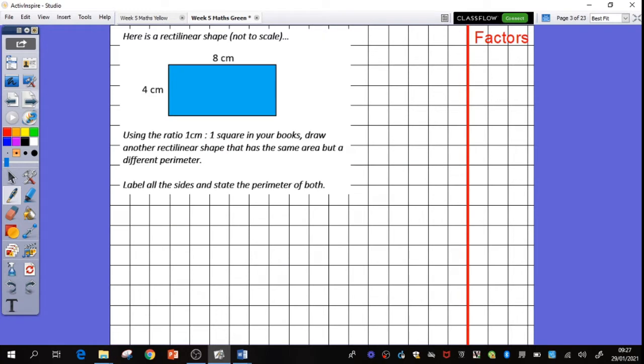So here is a rectilinear shape. Using the ratio of 1 centimetre to 1 square in your books, draw another rectilinear shape that has the same area but a different perimeter.